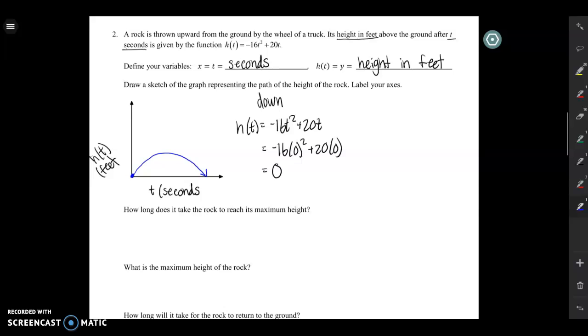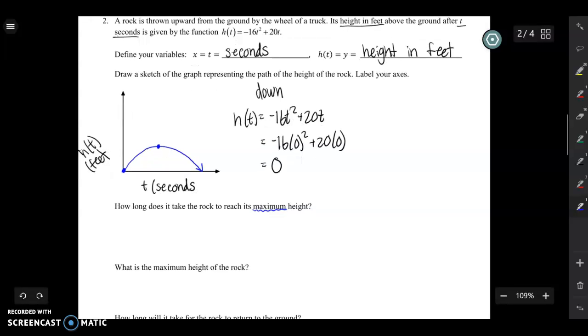My first question that I want to know is how long does it take for the rock to reach its maximum height? Maximum height is cluing us into the fact that we're going to be looking for the vertex. We're looking for the point on the graph where the height is the biggest, right? So what's that point at the very top of my parabola? We need to find the vertex. We're in standard form: h of t is equal to -16t squared plus 20t.